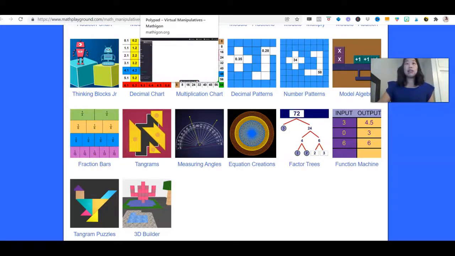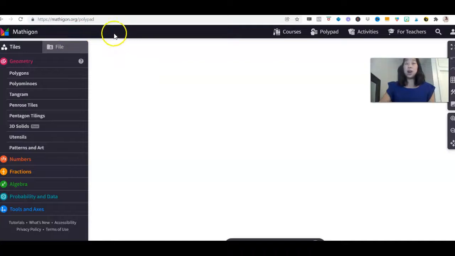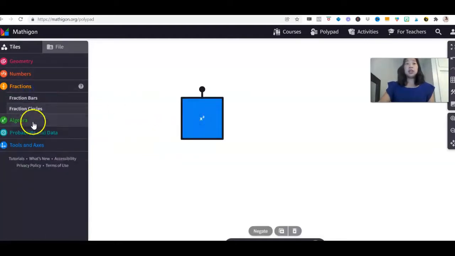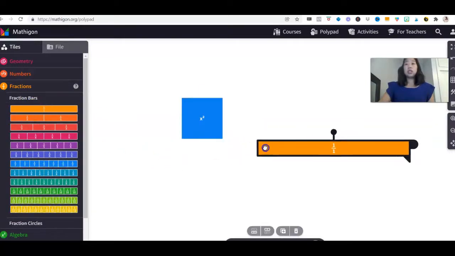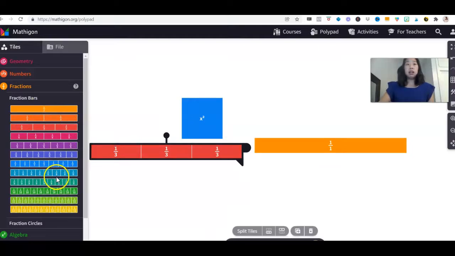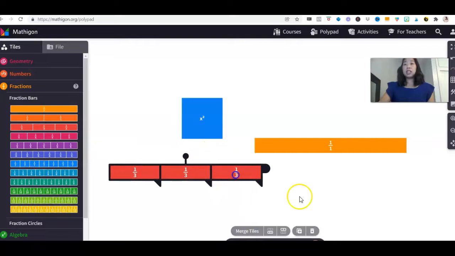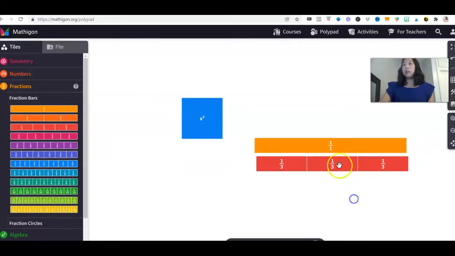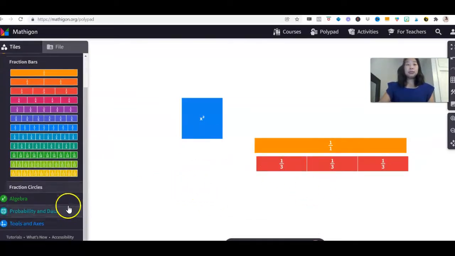Last is actually my favorite site to use. It is Mathigon Polypad. And I love this because there are so many things that you can choose from here. There's a geometry section, there's algebra, so you can pull up the algebra tiles. There's fraction bars, so you can really make it visual. I think there's a way to split the tiles, and there are so many different things you can do with this. You can visually show your students one third, one third, one third equals one, but then you can also break these apart.